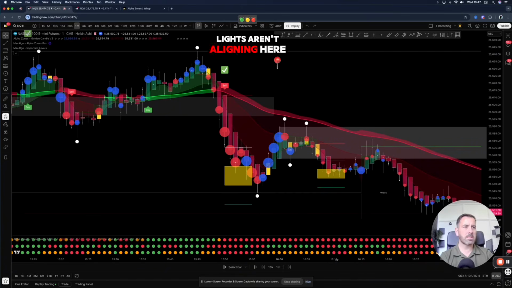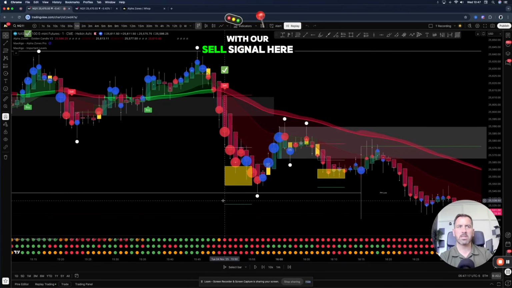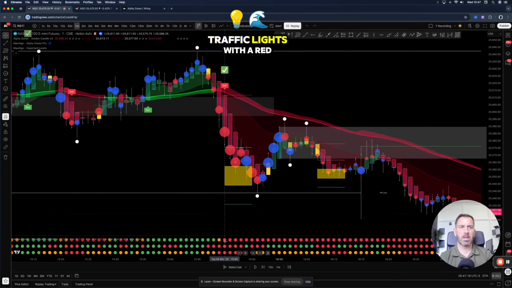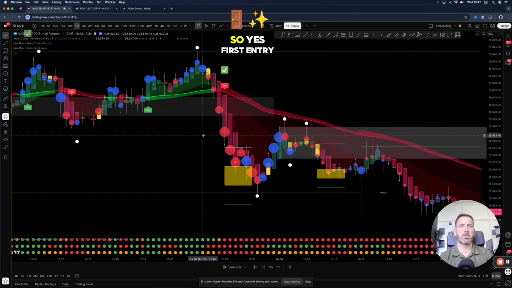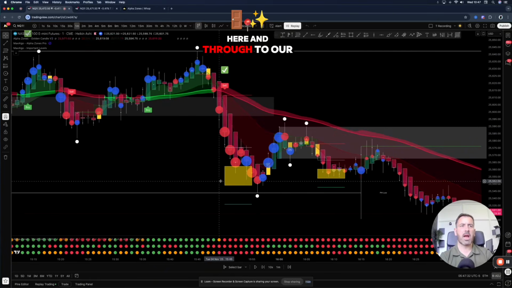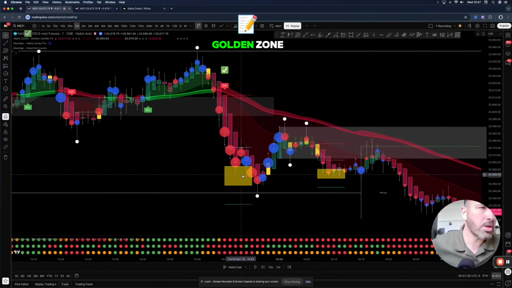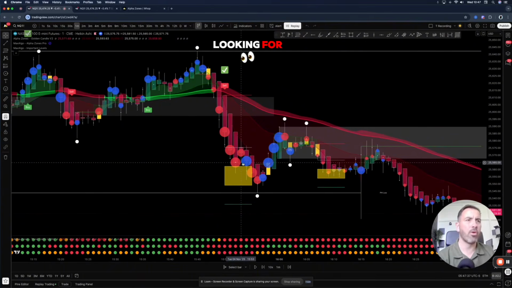Our traffic lights aren't aligning here in line with these, but we do. Our first one where it aligns is with our sell signal here. We got 3 red traffic lights with a red trend wave. We've got nice directional volume, bearish here, and that's pushing straight through. So yes, first entry here and through to our golden zone. Now, in regards to our golden zone, what is it we're looking for?